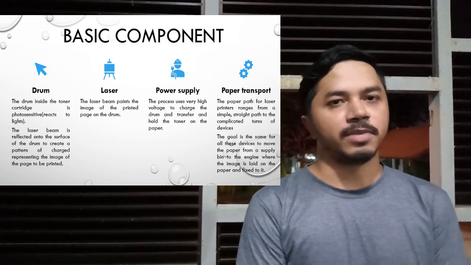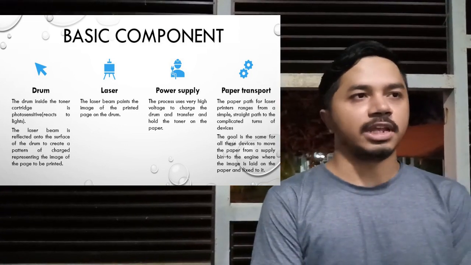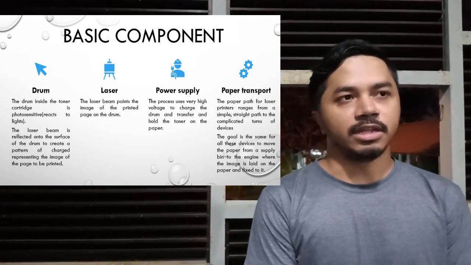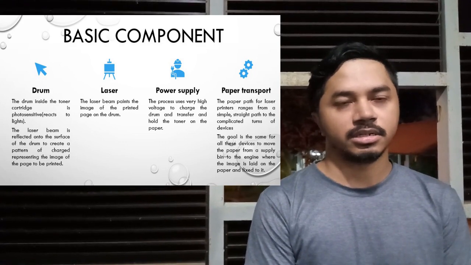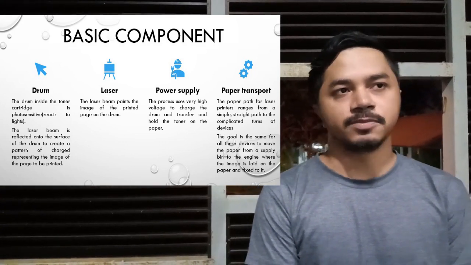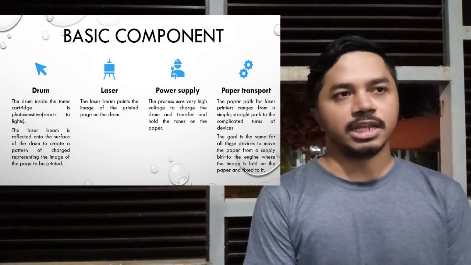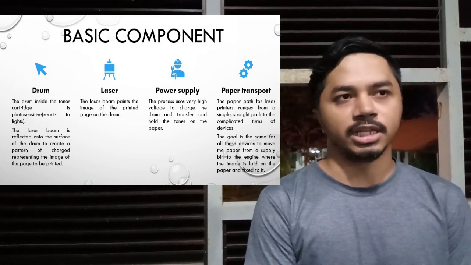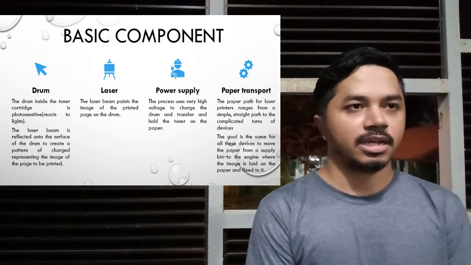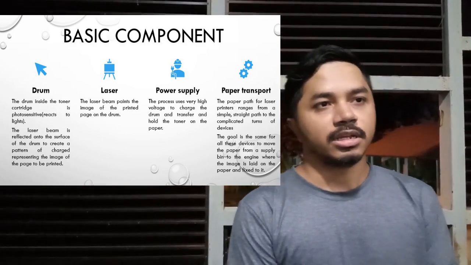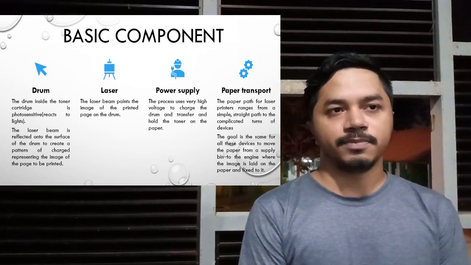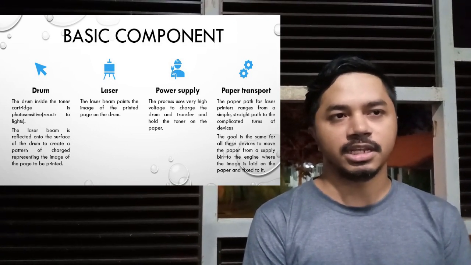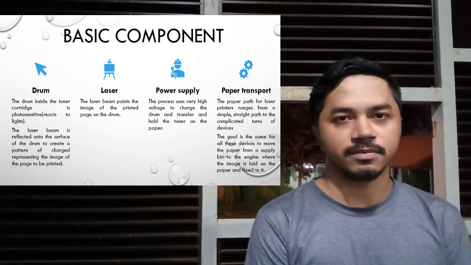Number three is the power supply. The process uses very high voltage to charge the drum and to transfer and hold the toner on the paper. Number four is paper transport. The paper path for laser printers ranges from a simple straight path to the complicated turns of the device. The goal is the same: to move the paper from a supply bin to the engine where the image is laid on the paper and fixed to it.